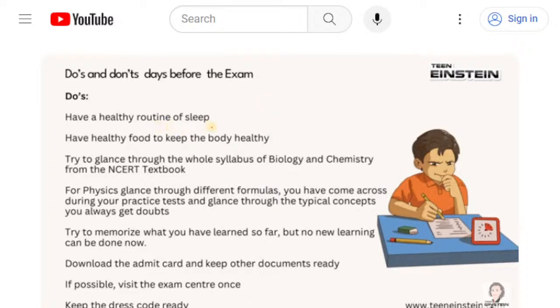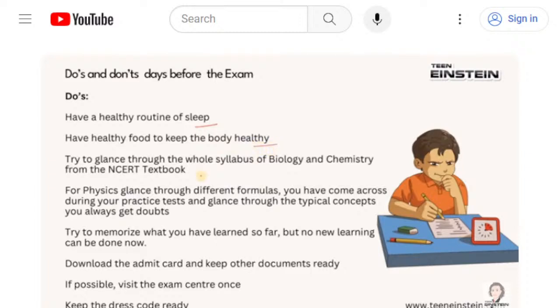Among the do's, you should have a very healthy routine for sleep, otherwise you may fall sick or lose your memory if you don't sleep properly during this time. Take healthy food to keep your body healthy. Without a healthy body, you may not be able to perform well in the exam hall.